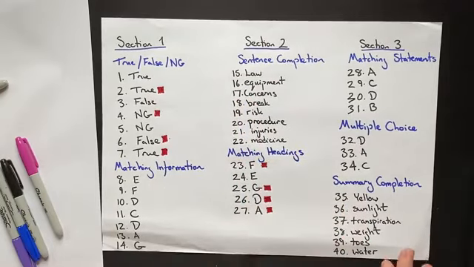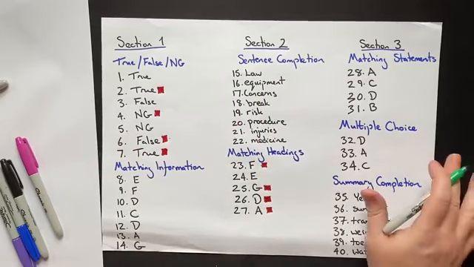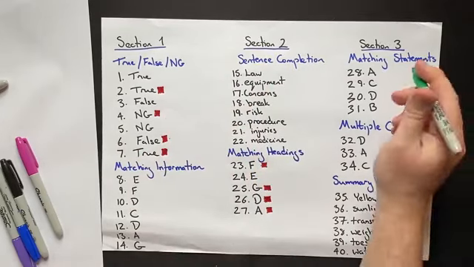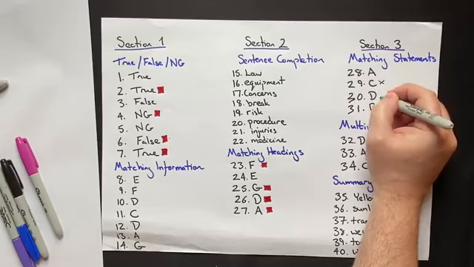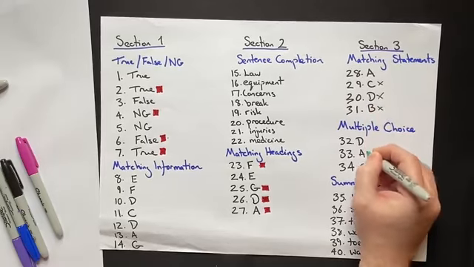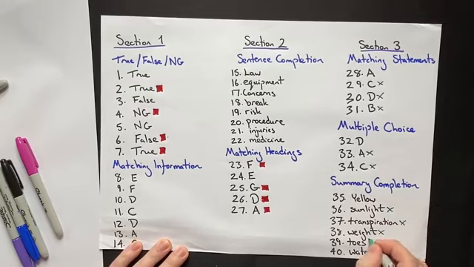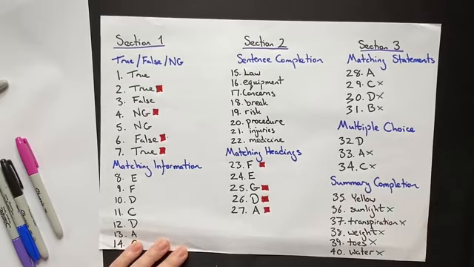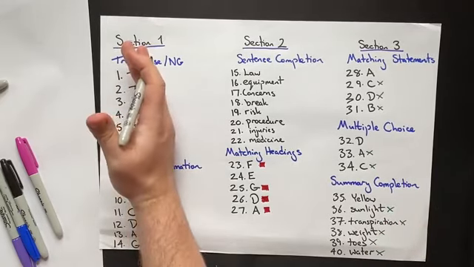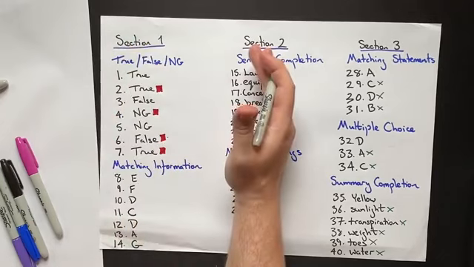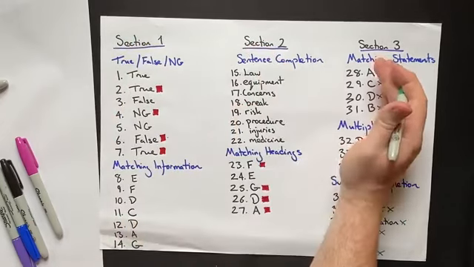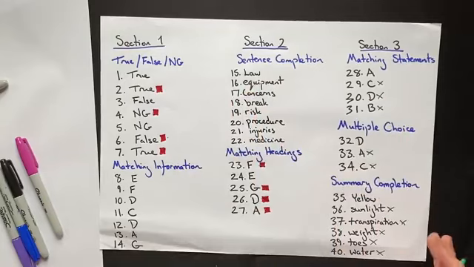Now let's look at a different student. This student gets nearly all the questions correct, but they get these ten wrong. So section 1 is quite easy. Section 2 gets a little bit more difficult, and section 3 gets even more difficult still.